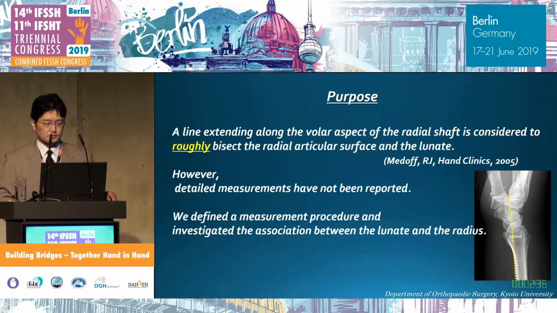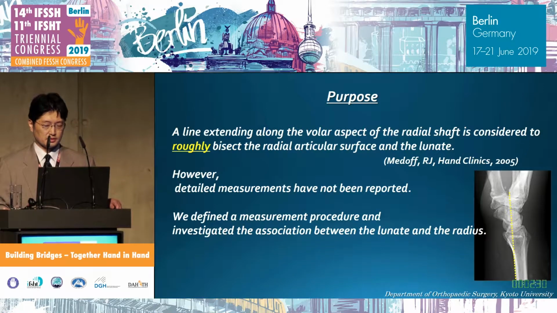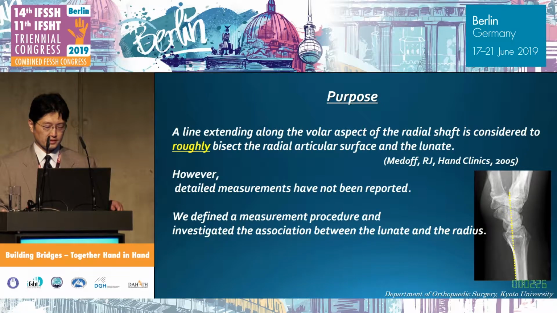A line extending along the border aspect of the radial shaft is considered to roughly bisect the radial articular surface and the lunate. However, detailed measurements have not been reported. We defined the measurement procedure and investigated the association between the lunate and the radius.